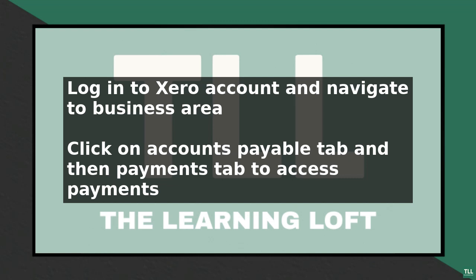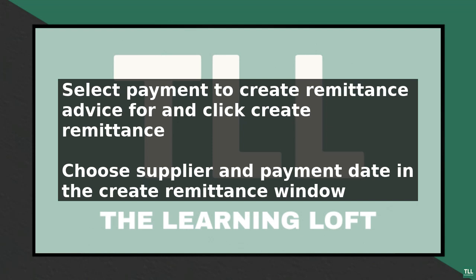From the dashboard, click on the Accounts Payable tab. Then click on the Payments tab. In the Payments tab, select the payment you want to create a remittance advice for and click on the Create Remittance button. In the Create Remittance window, select the supplier you made the payment to and the payment date.